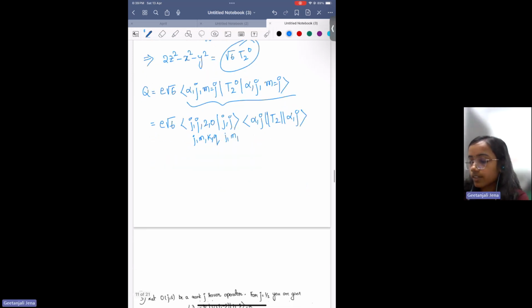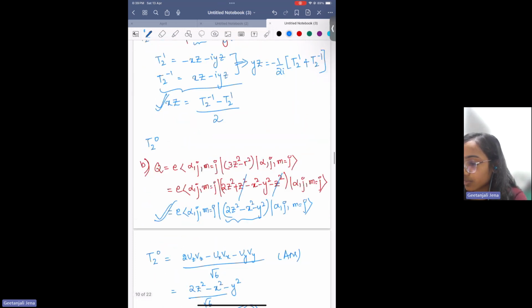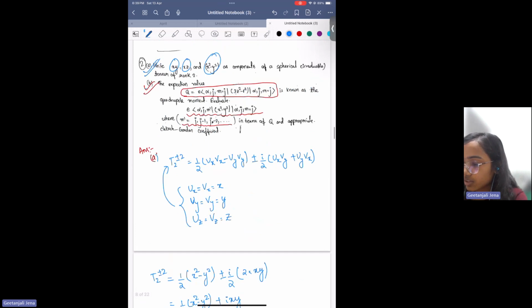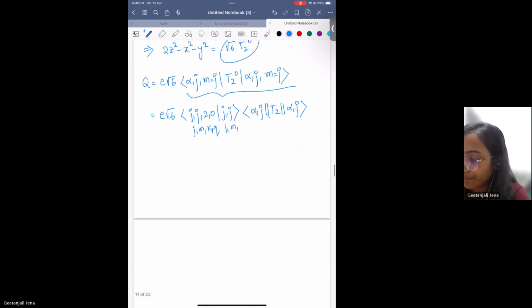Okay. So now let us move to the part we have been asked about. The question was to evaluate this term. So let us evaluate this term. So the term is e alpha j m prime, x square minus y square, alpha j m equal to j. So this one we have to calculate.